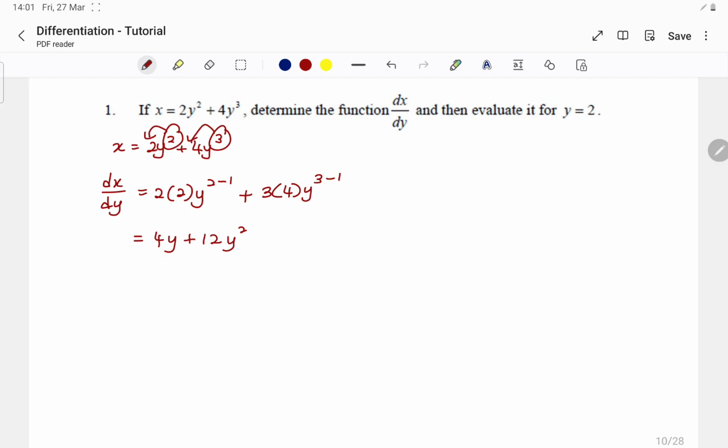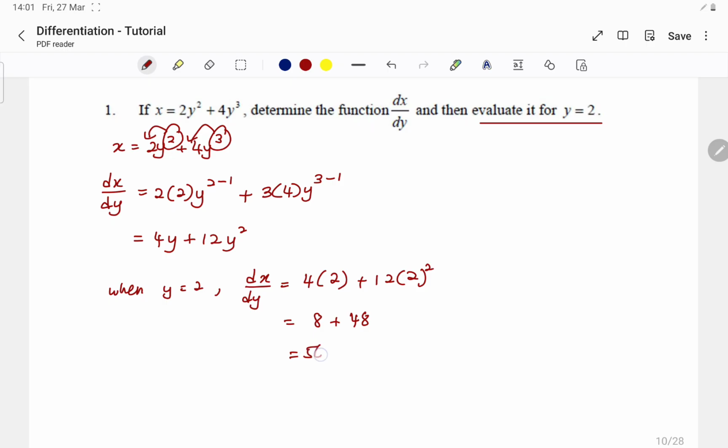Now they say evaluate it for y equal to 2. That means when y equal to 2, you have to substitute this y into dx dy. So you have 4 multiplied by 2 plus 12y square, which is 2 square. Here you will get 8. 12 multiplied by 2 square become 12 multiplied by 4. You're going to get 48 here. The answer is 56. Okay, so settle for question 1.